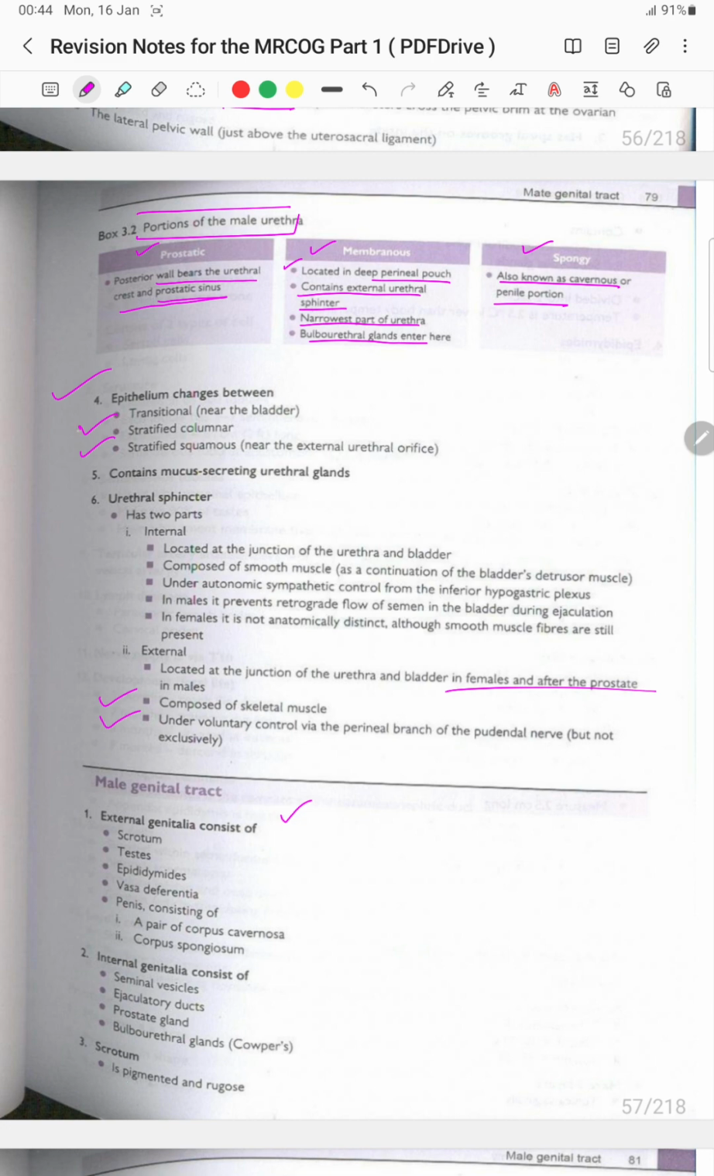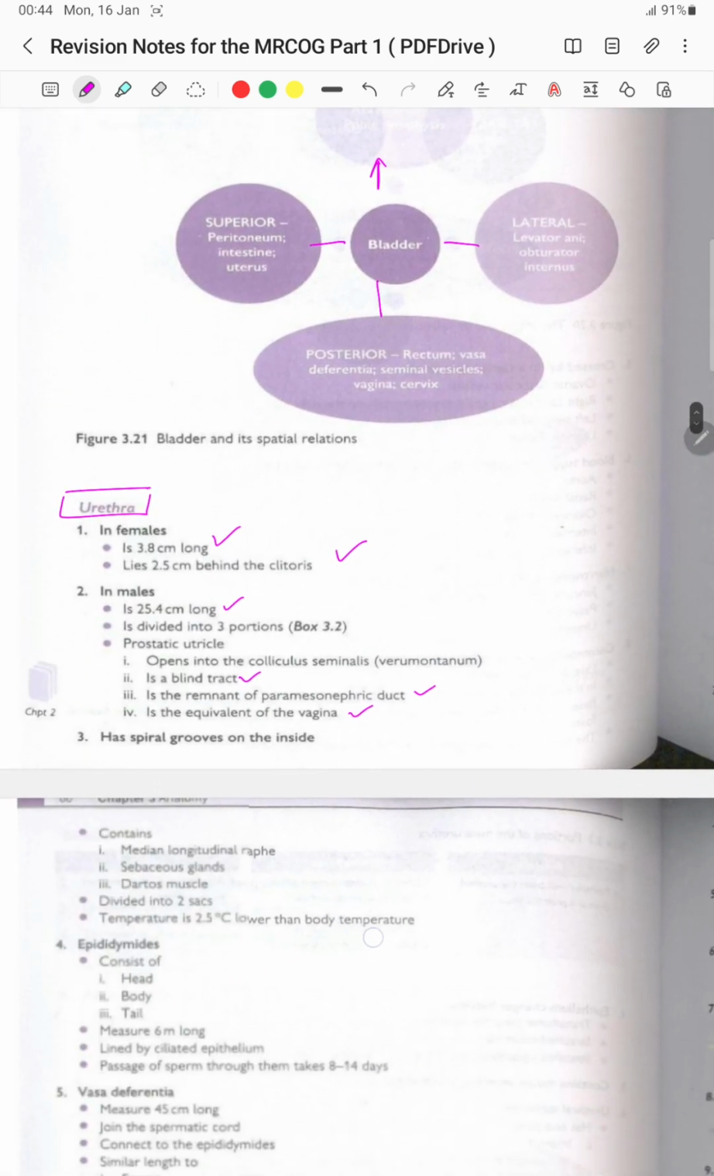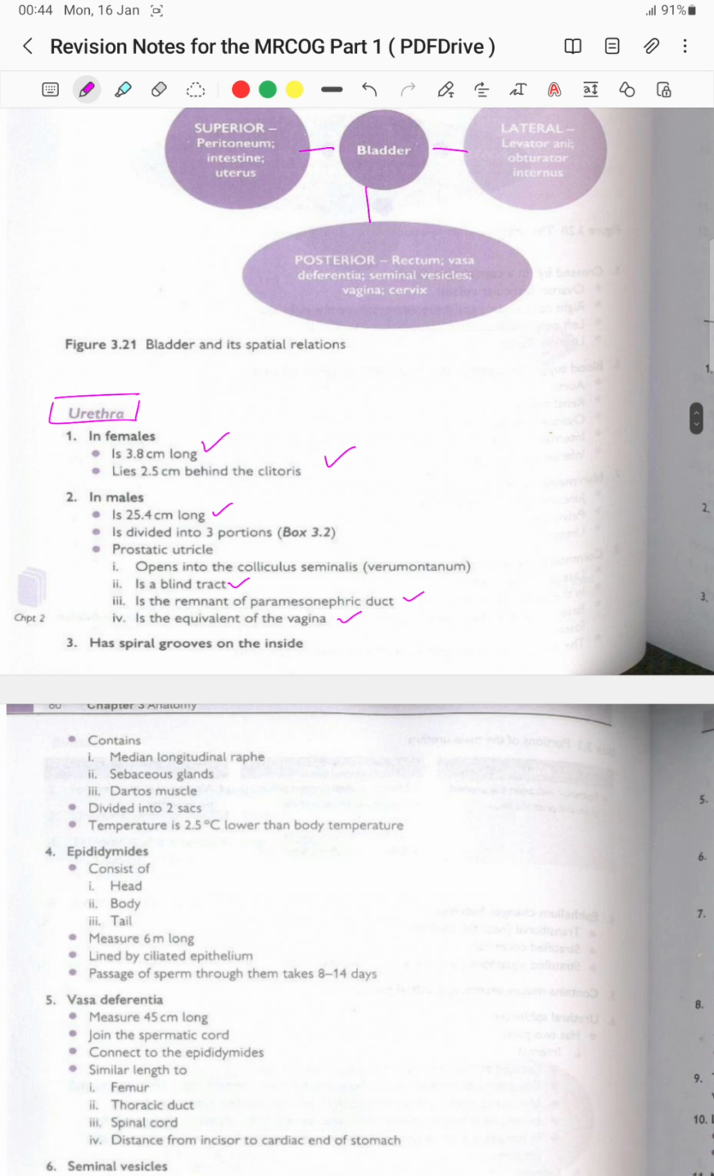The scrotum is pigmented and rough. It contains the median longitudinal raphe, the sebaceous glands, and the dartos muscle, and it is divided into two sacs. The temperature is 2.5 degrees lower than the body temperature.